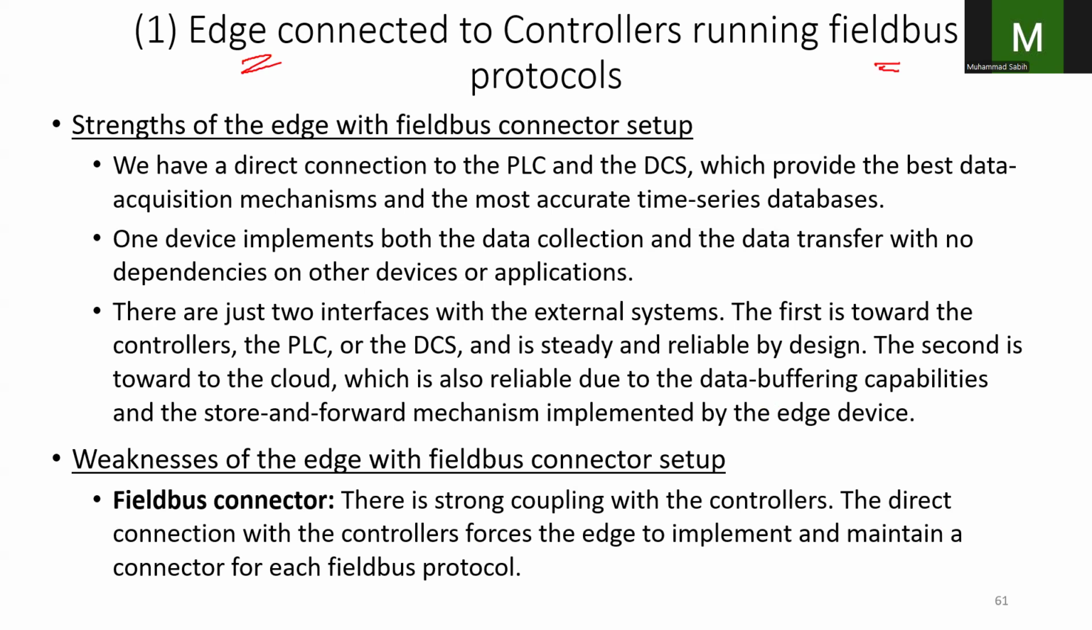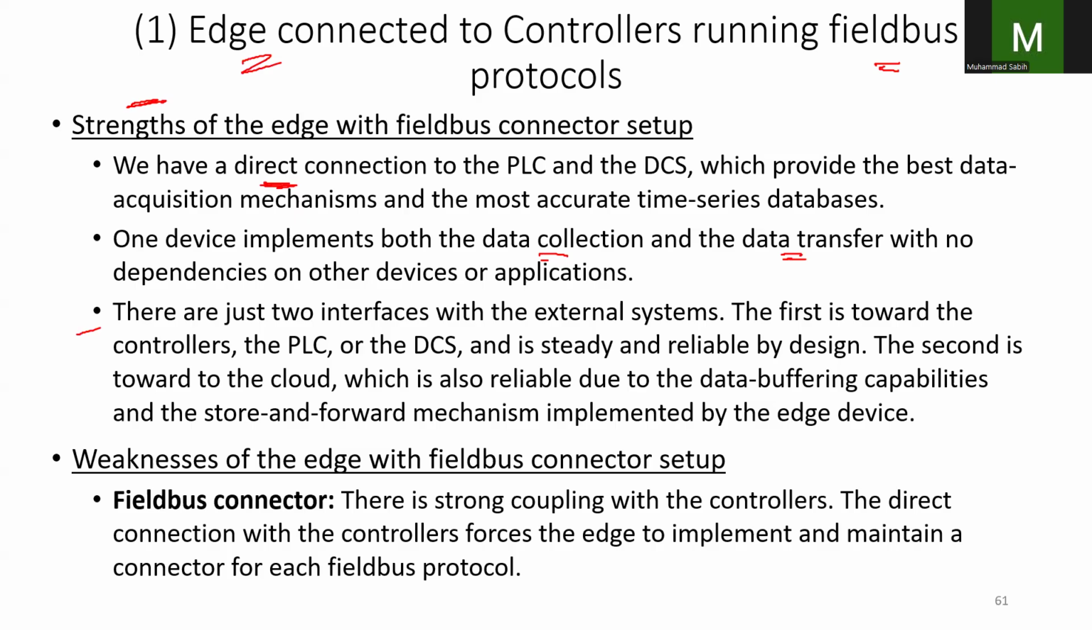protocol. So what are the strengths of this system? First, we gain direct access to the controller, and this makes sure that we have high accuracy of data from the most trusted source directly, first-hand information. And secondly, the edge device handles both data acquisition and data forwarding, so it is more reliable, reducing the reliance on other devices in the middleware.